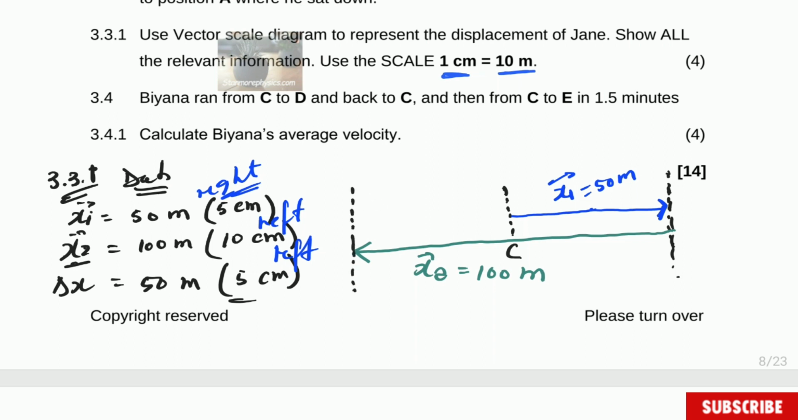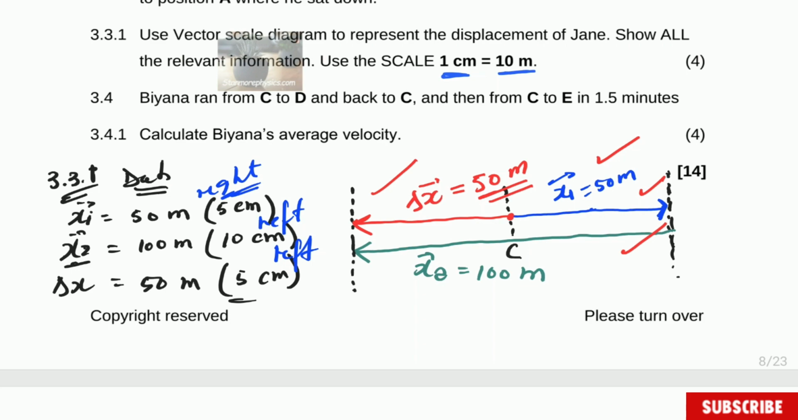And then the displacement is going to be the vector that is going from the tail of the first one to the head of the last one. So this one here is going to be the displacement. When you measure with your ruler, if you did it accurately, you should get that this one is 50 meters, which is equivalent to 5 centimeters. And this is the question. Then you will have one mark for each vector, including the direction, to make sure all the directions are correct. There's one mark for direction. And that is all in terms of drawing that vector diagram.